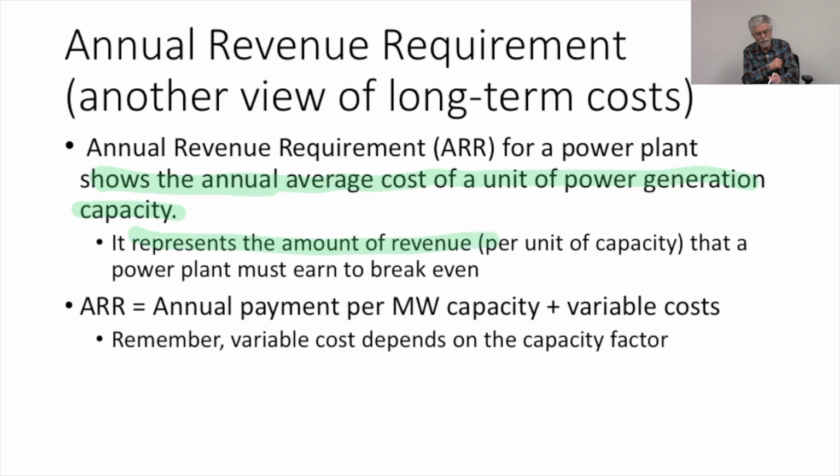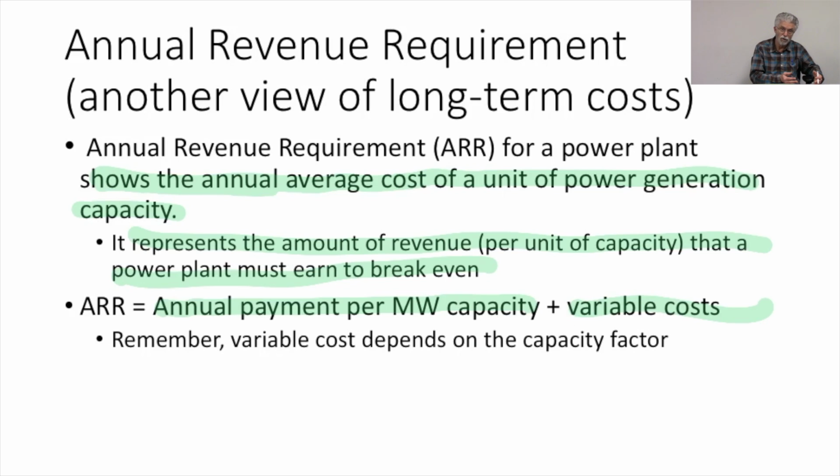So it's the amount of revenue per unit of capacity that a power plant must earn if it's going to break even. Any more than that, it's worth building. Any less than that, it's not worth building. So the annual revenue requirement is the annual payment per megawatt of capacity plus the variable cost of operating the plant. Well, what's the payment per megawatt of capacity?